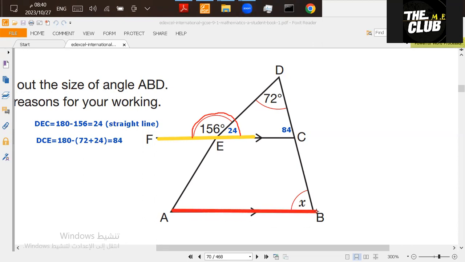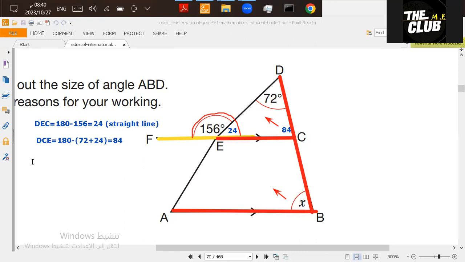Corresponding angles. You can see that this is the letter F here, like this, and like this. So these angles make the letter F and they look at the same side. So this one looks here, this one looks at the same side. So they are equal to each other because they are corresponding.